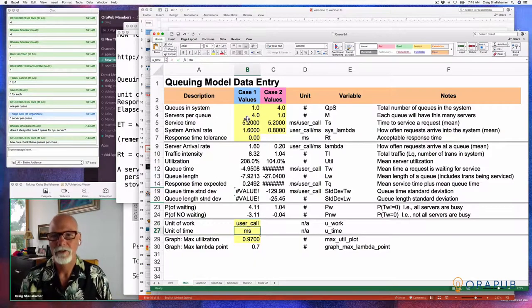Here we go. Okay, let's do that. Okay, so let's see how we're going to model a CPU subsystem. So there's one queue in the system. Okay, and I'm going to start with, let's say I have 12 cores.